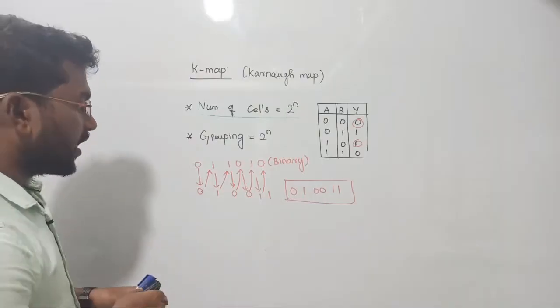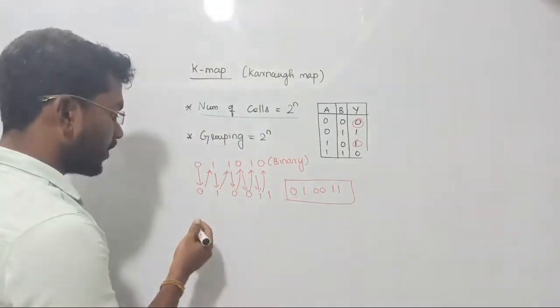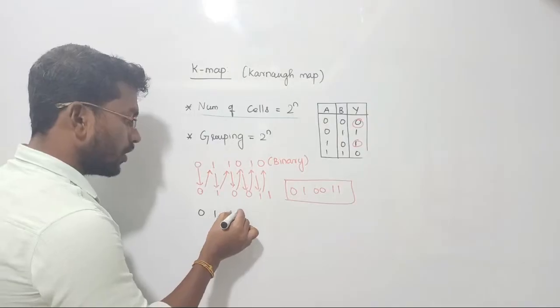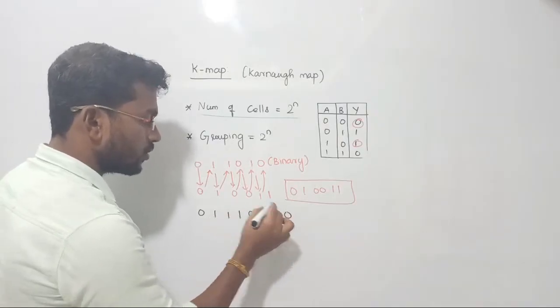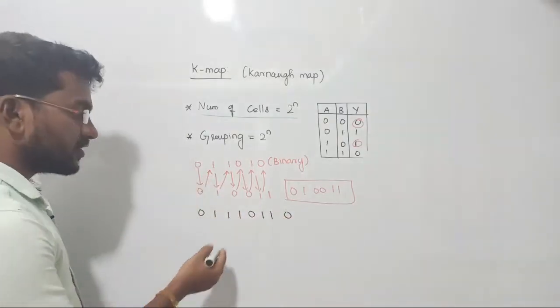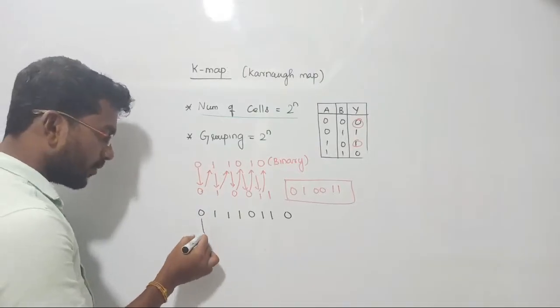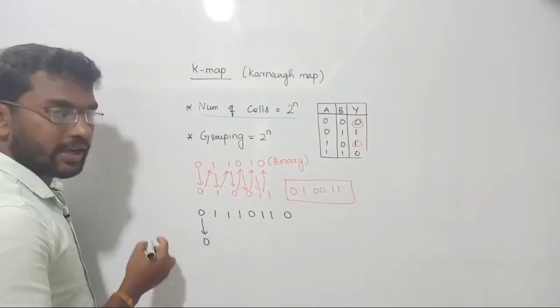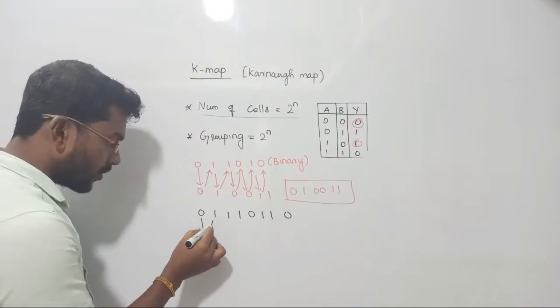Now let me take one more example for a better understanding. For an example, I have 0 1 1 1 0 1 1 0. I have some variable like this. Let us perform binary to gray. First variable will be 0, again repeated as 0. Let us continue our operation.